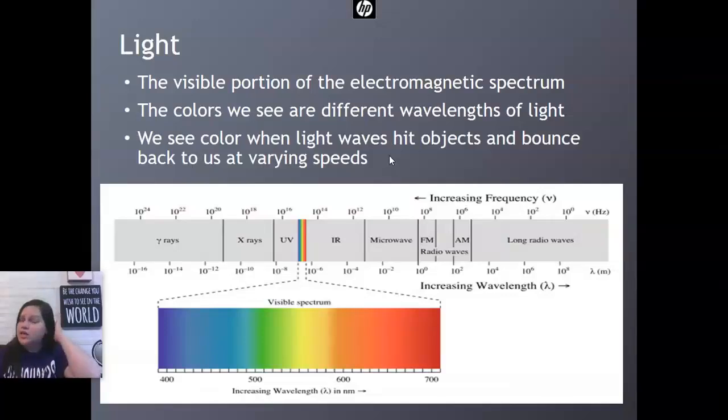As for colors and light, we as humans are only able to see a small portion of the electromagnetic spectrum, and that's what we call visible light. The colors we see are at different wavelengths of that visible light. When we see a color, it's because light waves are hitting an object and then bouncing back to us. Colors that are not absorbed by an object are reflected back to us. So really, an object is all the colors except the color that we see. For example, an orange, like the fruit, absorbs all the colors, but it won't absorb orange, and orange is reflected back to us. So really, the orange is all the colors except orange.